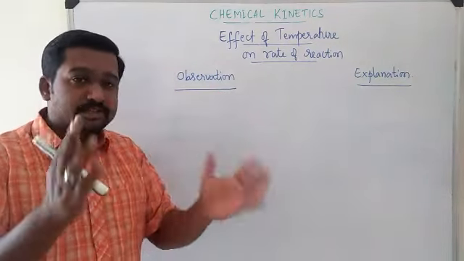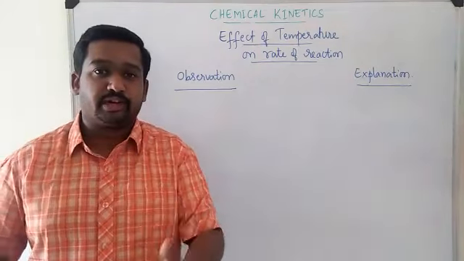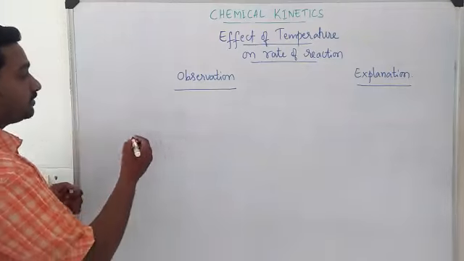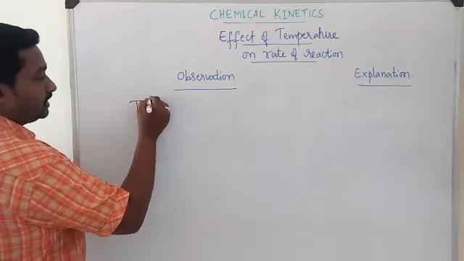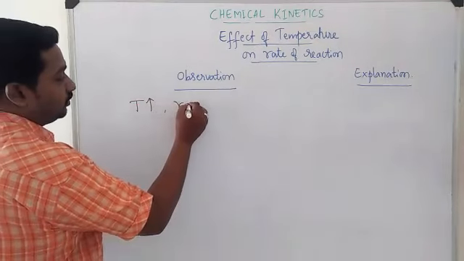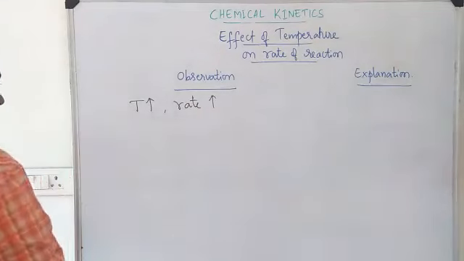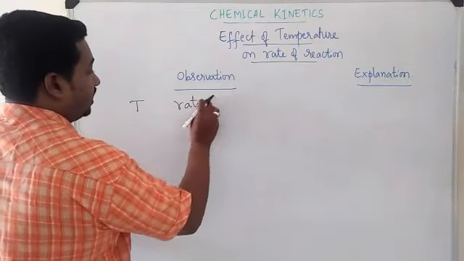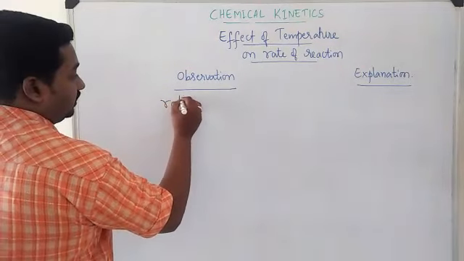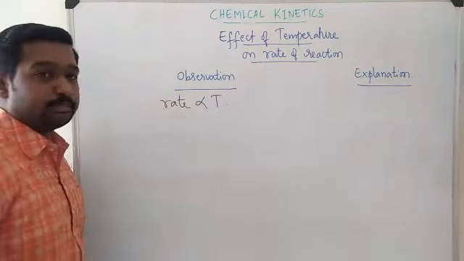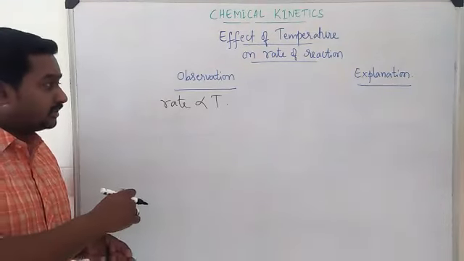What is the practical observation that we make during a reaction based on the effect of temperature? According to the observation, on increasing temperature, the rate also increases. This can be generalized: temperature and rate are directly related. Rate is directly proportional to temperature. There are also observations like the temperature coefficient.